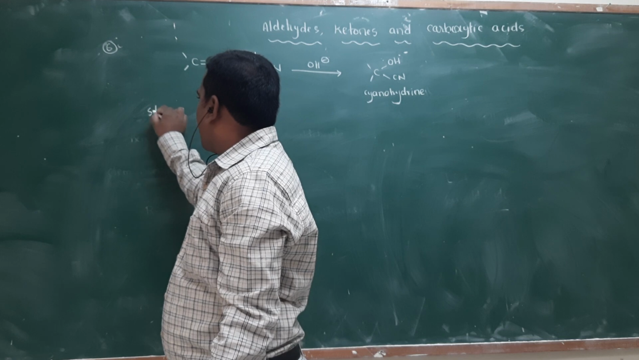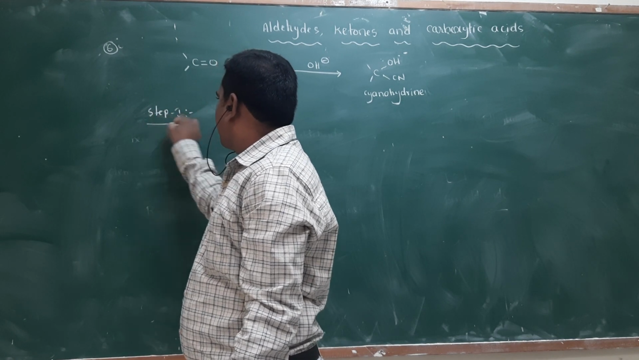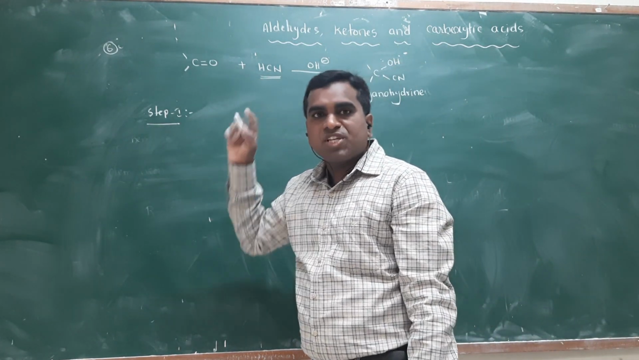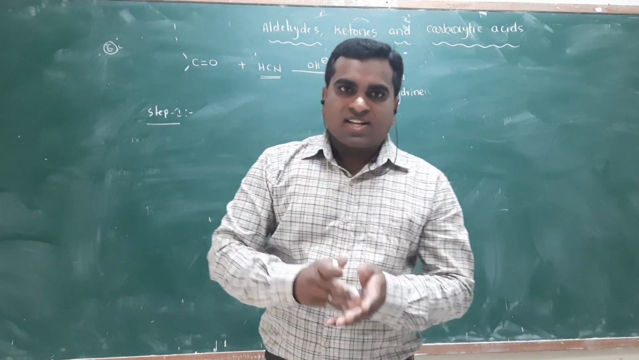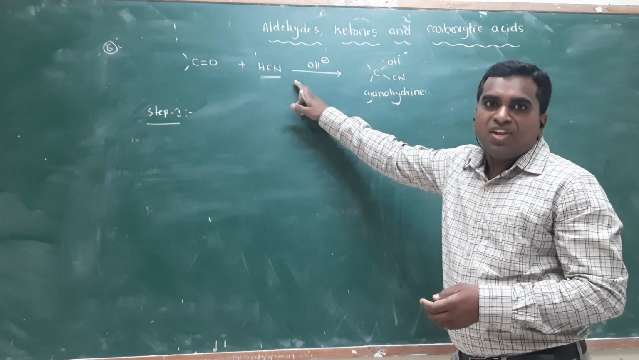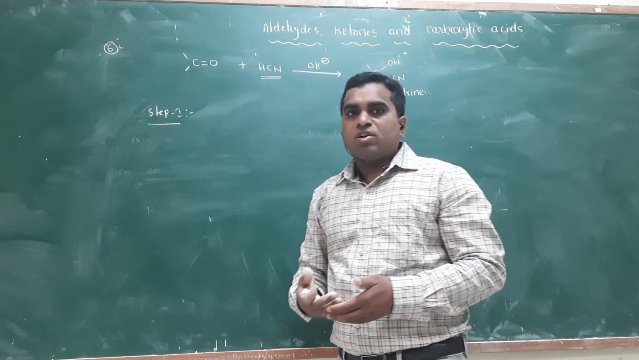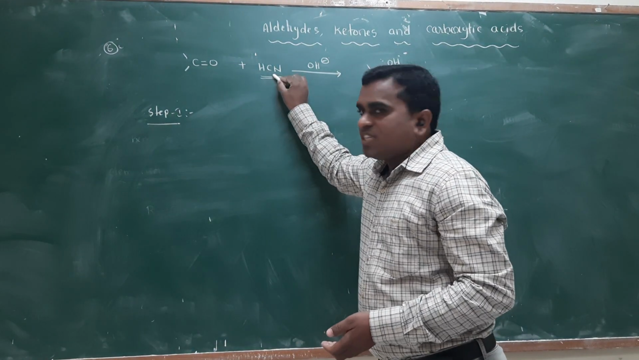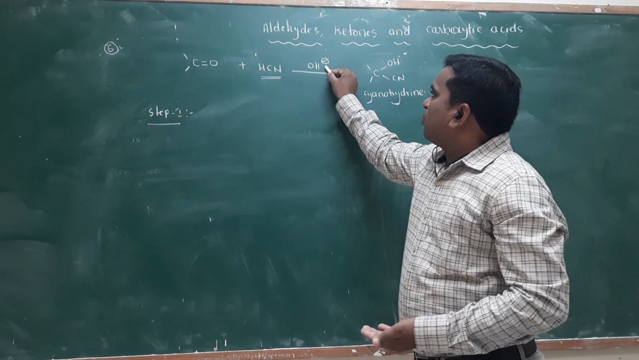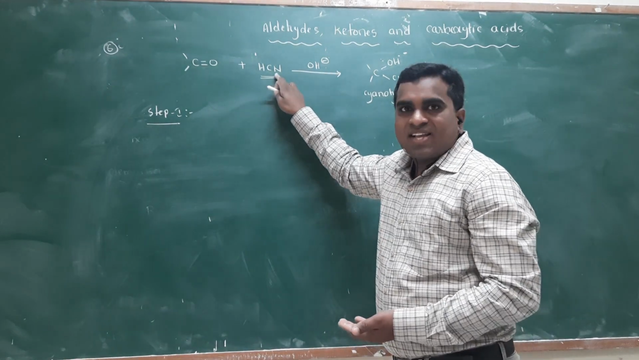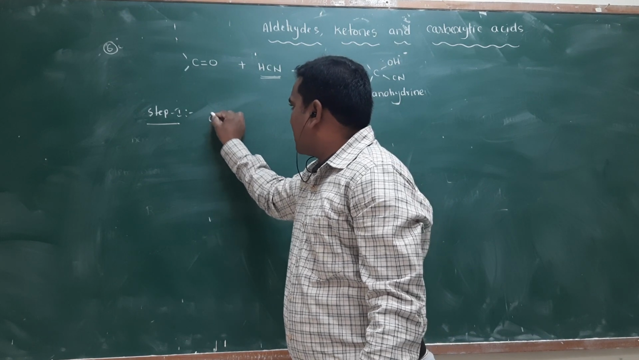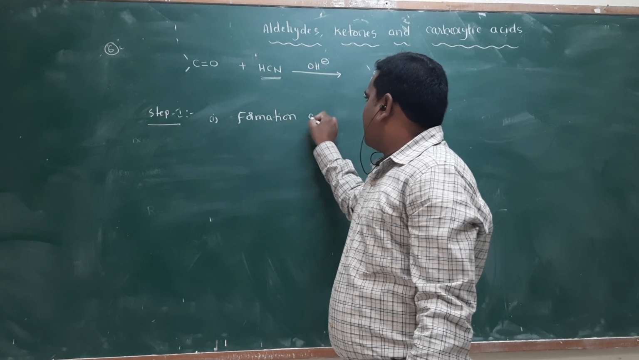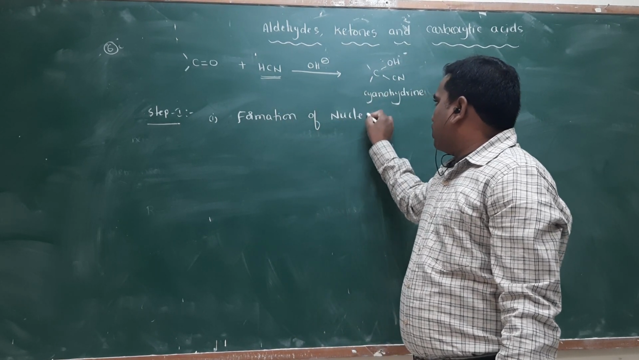Clear? Step 1. You know that HCl is a weak acid, and you already know that carbonyl compounds are involved in nucleophilic addition reactions. But you know HCl is a weak acid. So weak acids cannot generate the nucleophile easily. So to generate the nucleophile easily, we have to use the base. What is the acid here? HCl. First step here is formation of nucleophile.